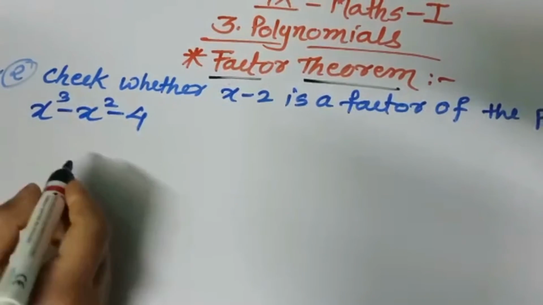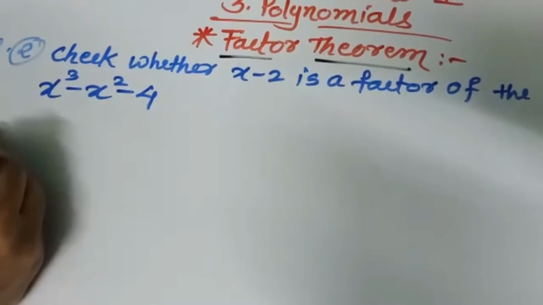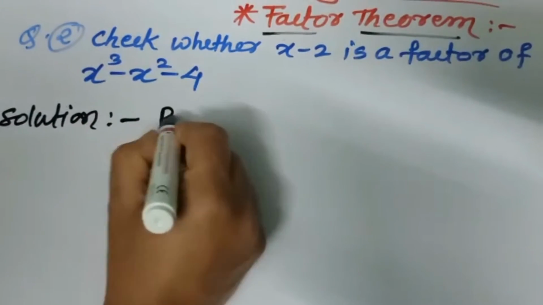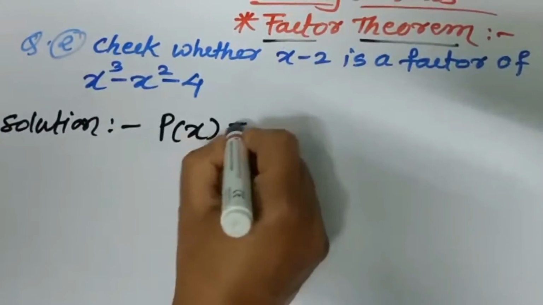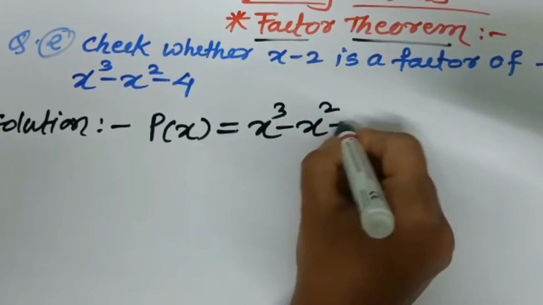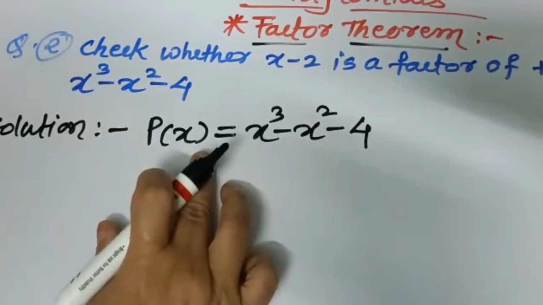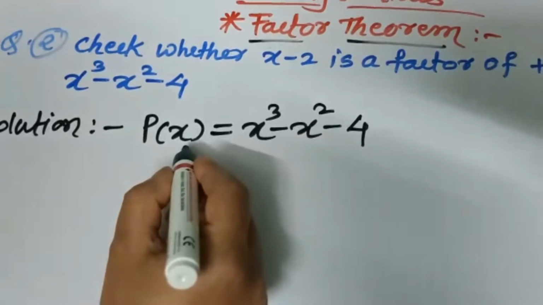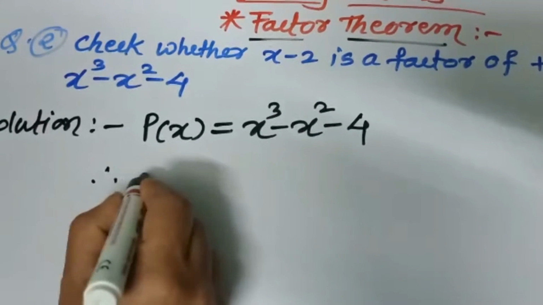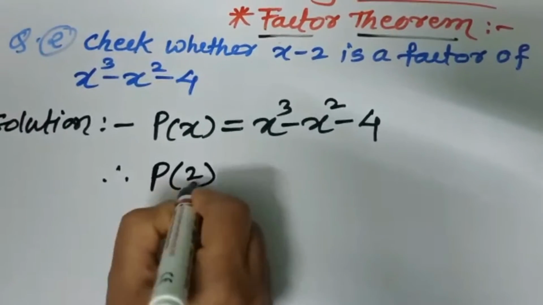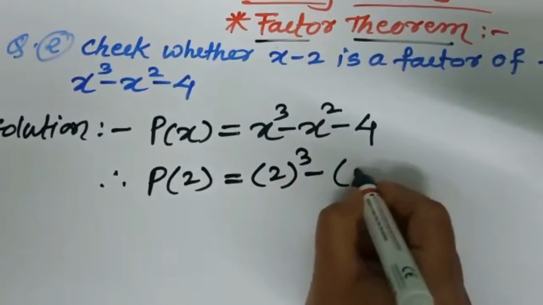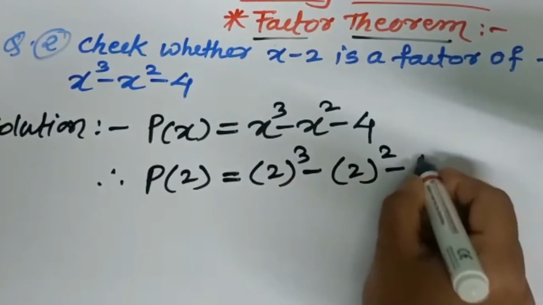Now the polynomial in x, p of x, is equal to x cube minus x square minus 4. Now we are replacing x by the opposite number of minus 2, that is plus 2. So, p of plus 2 is equal to 2 cube minus 2 square minus 4.